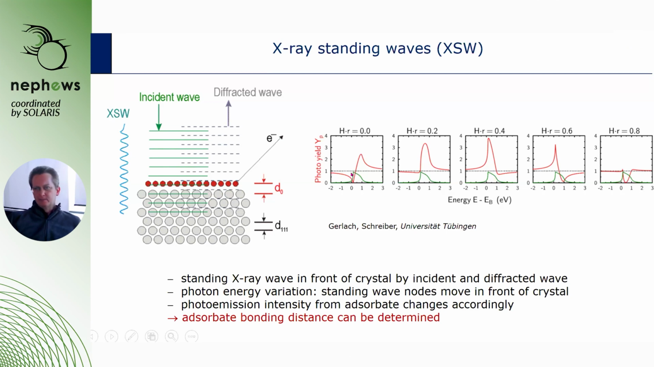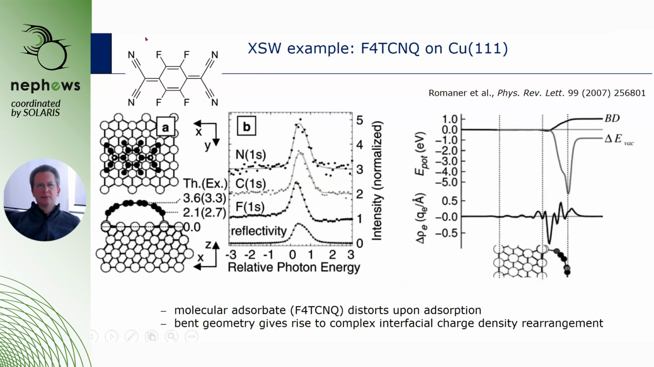And just by looking at how we detune the photon energy from the exact Bragg condition, we are moving the standing wave maxima in front of your surface up and down slightly by fractions of an angstrom, and we see how the photoelectron yield of the adsorbate changes with its distance. So just by measuring all these red curves, you can get an idea of the bonding distance of that adsorbate with sub-angstrom precision. Here's an example of a molecule that contains carbon, fluorine, and nitrogen adsorbed on a copper surface.